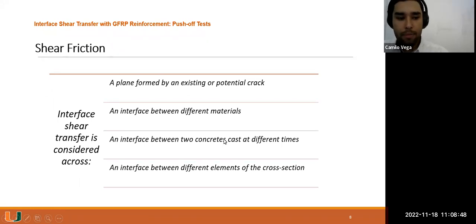Okay, having said that, we need to go to the theory of shear friction, but it's a basic concept. It's not a difficult concept. Basically, interface shear transfer is considered across the following conditions: when we have a plane formed by an existing or potential crack, when we have an interface between different materials, when we have an interface between two concretes cast at different times, and finally, when we have an interface between different elements of the cross section. So the shear mechanism that occurs in these situations is known as interface shear transfer, or simply shear friction.